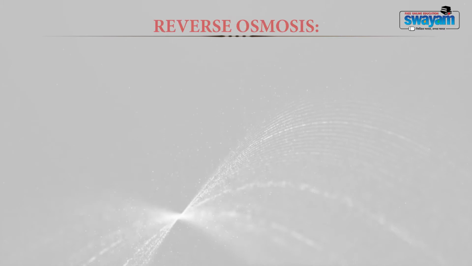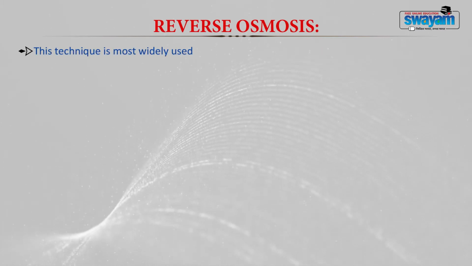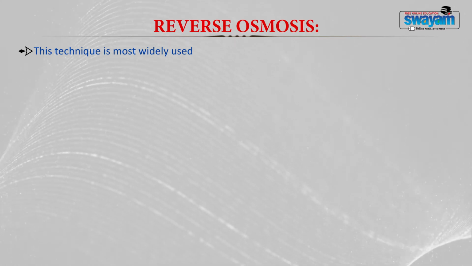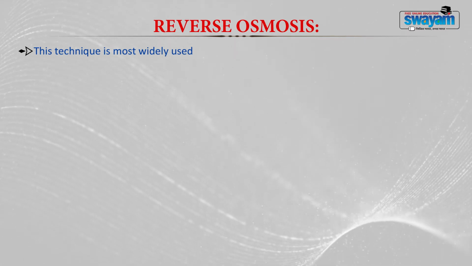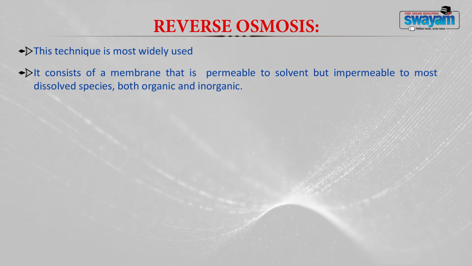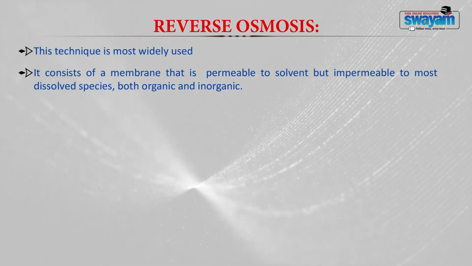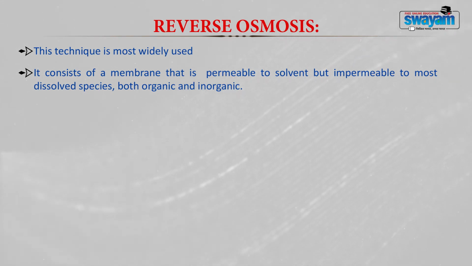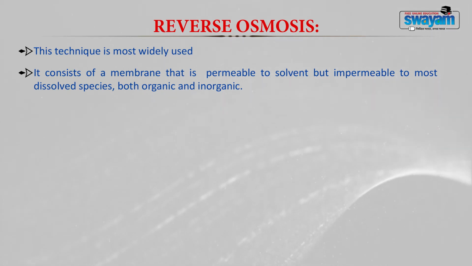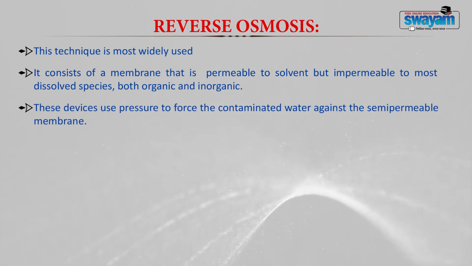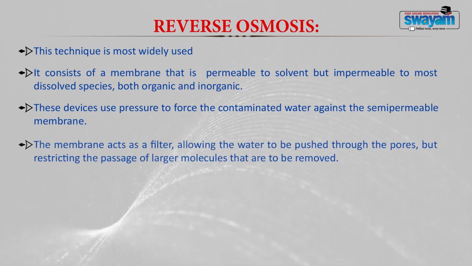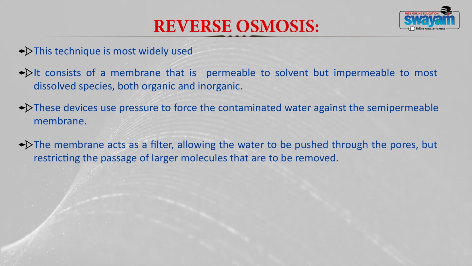The other technique is your reverse osmosis. Again, this technique is popularly used in recent times and it involves a semi-permeable membrane that is permeable to solvent but impermeable to the dissolved species, be it organic or inorganic. Now, these devices generally use pressure. They are pressure based mechanisms or removal systems, and the device uses pressure to force the contaminated water against the semi-permeable membrane.